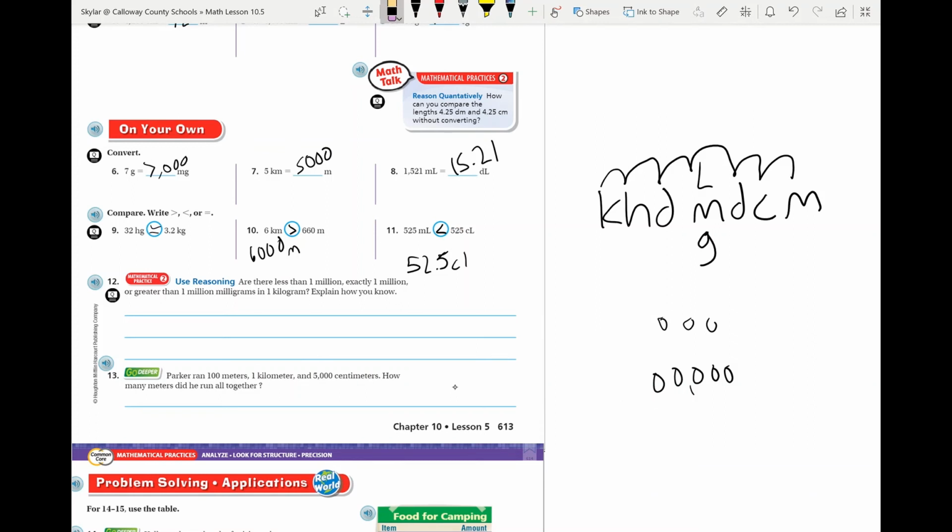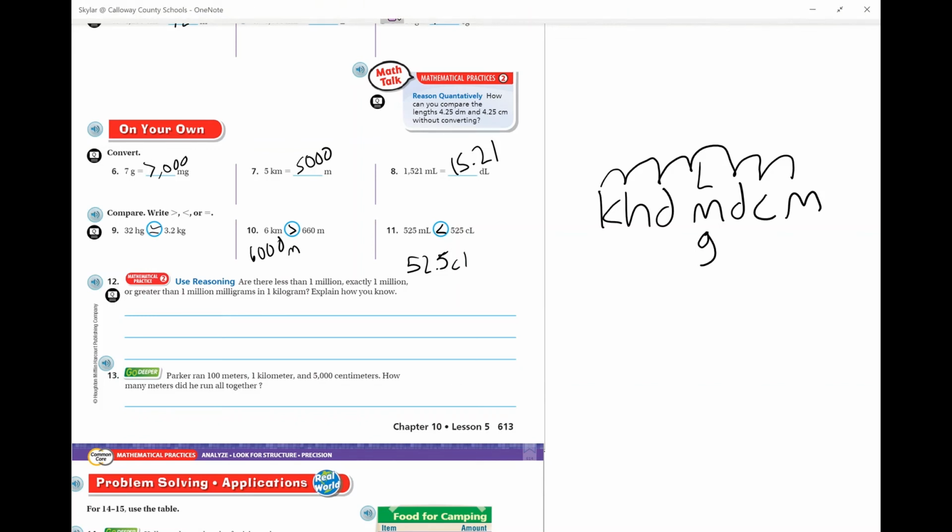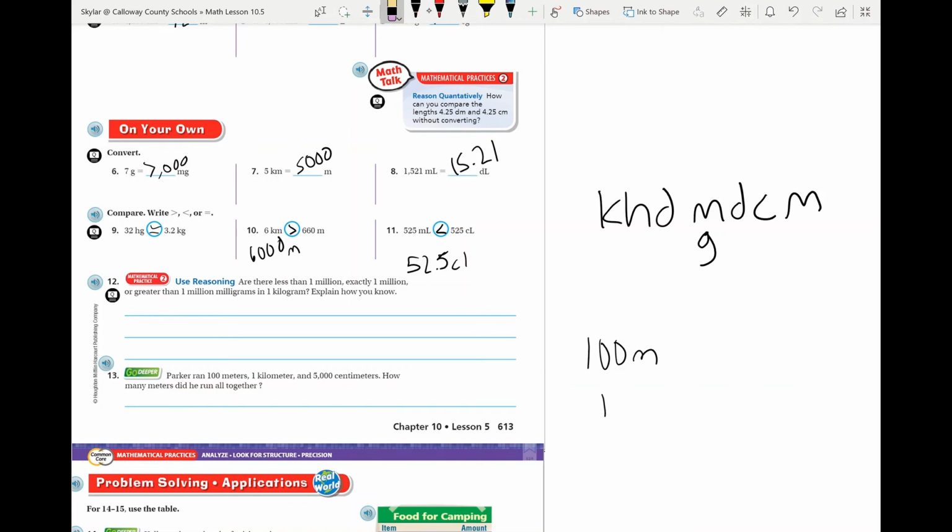And then for number 13, it says Parker ran 100 meters, 1 kilometer, and 5,000 centimeters. How many meters did he run altogether? So let's just turn all of these into meters. 100 meters, that's already in meters. Now we've got 1 kilometer. So to get from kilometers to meters, we go 1, 2, 3. And that is going to be 1,000 meters.